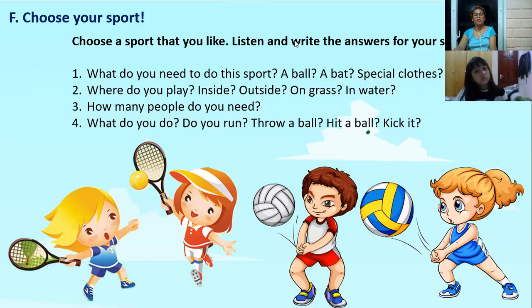A ball, a bat, a special clothes. A ball, because I play badminton. Okay, you play badminton. Okay, how about a bat? Do you need badminton? Yeah. Okay, badminton. How about special clothes? Do you need special clothes? No. No, teacher. How about number two question? Yes. Where do you play, inside or outside? Outside the house. Okay, very good. Outside the house, why?